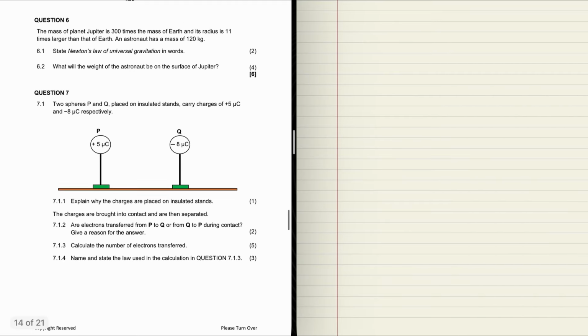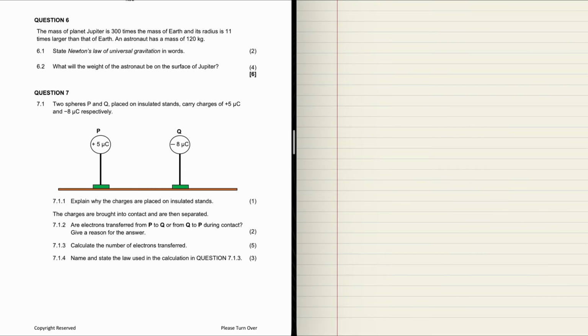Let's take a look at question number 6. The mass of planet Jupiter is 300 times the mass of Earth, and its radius is 11 times larger than that of Earth. An astronaut has a mass of 120 kilograms. Question 6.1, we'll leave it out. Question 6.2, what will the weight of the astronaut be on the surface of Jupiter?